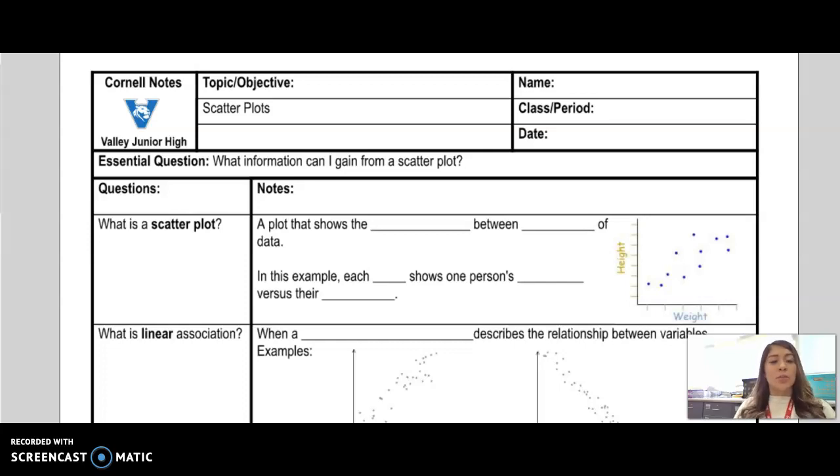So let's begin. The first part is: what is a scatter plot? A scatter plot is a plot that shows the relationship between two sets of data.